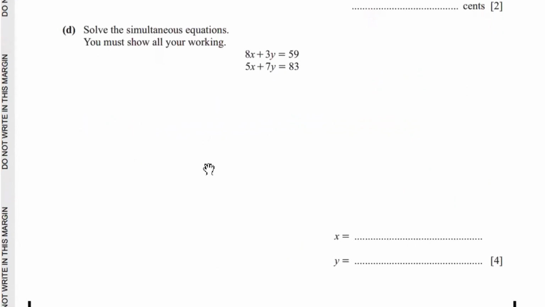Solve the simultaneous equations. You must show all your working. So for this, we're going to use the elimination method, because if we use the substitution method, we're going to get fractions, and then the entire equation is going to be quite complicated and time consuming. So pick the variable you want to eliminate. I want to eliminate x over here.